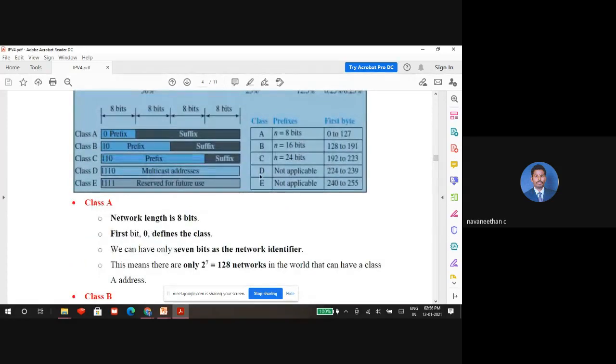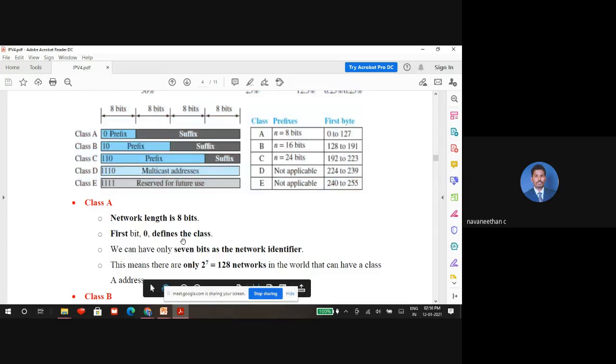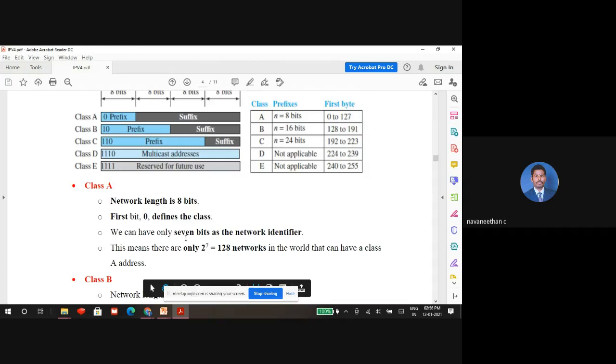I said that for Class A, the first byte represents the net ID, whereas the remaining 3 bytes represent the host ID. So the network length is 8 bits. As I said, if the first bit in the first byte is 0, it defines a Class A address. Very simple. So what could be the remaining? 2 to the power 7. That means it holds how many values as net ID? 128. Out of 8 bits, the first bit is already occupied, so the remaining is 7, and 2 to the power 7 is 128. Clear, students?